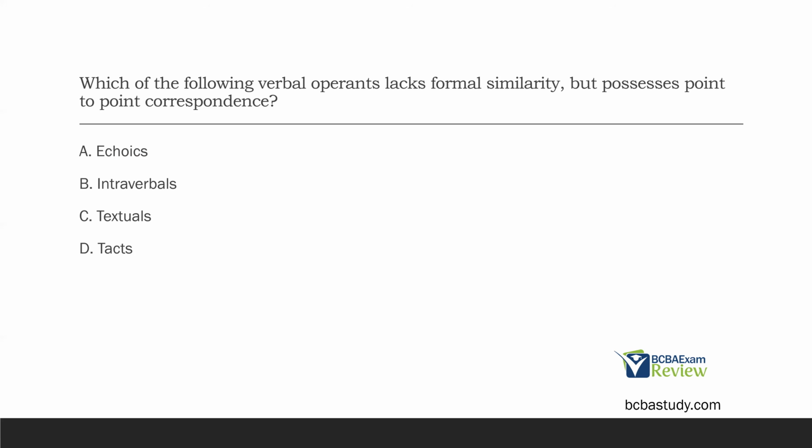Point-to-point correspondence is just, is it identical? So let's say I say ball, you say ball. That has formal similarity, and what we said was identical. It's point-to-point. If I write the word dog and you say the word dog, that lacks formal similarity, but it's identical, so it possesses point-to-point correspondence. Knowing that, let's try to answer the question. Which of the following lacks formal similarity, but possesses point-to-point correspondence? We're looking for something that looks different, but is identical in what is said or written or done.